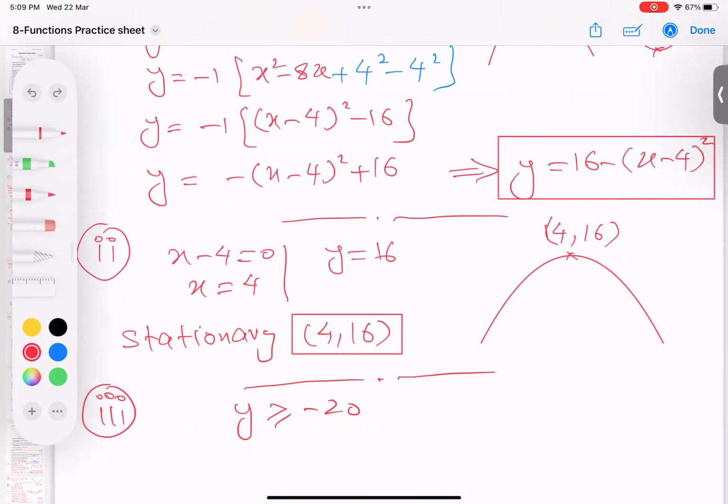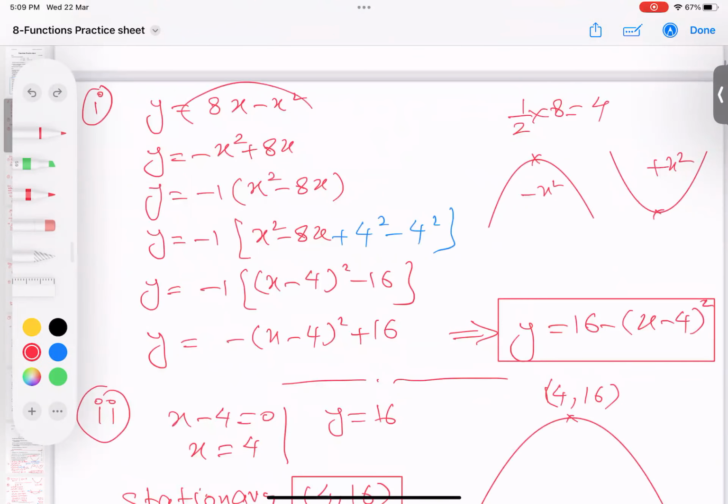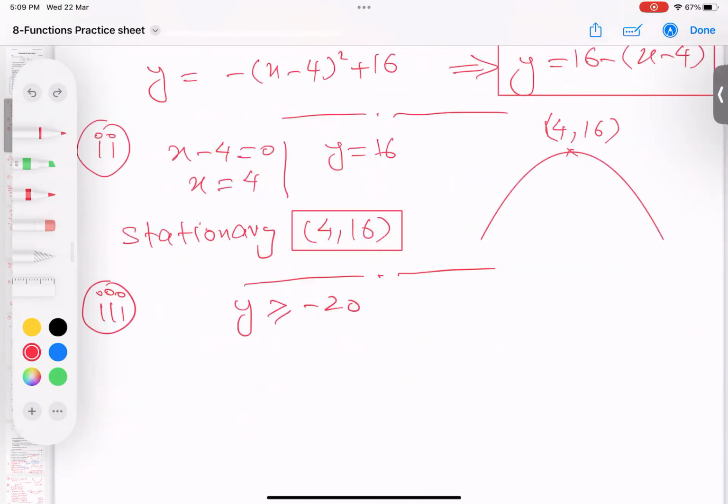But I think with completing square, we get difficulty. So I will use the top one, 8x minus x squared. And secondly, I want to teach some important ideas. So bring 20 to this end. I get negative x squared plus 8x plus 20 bigger than or equal to 0.